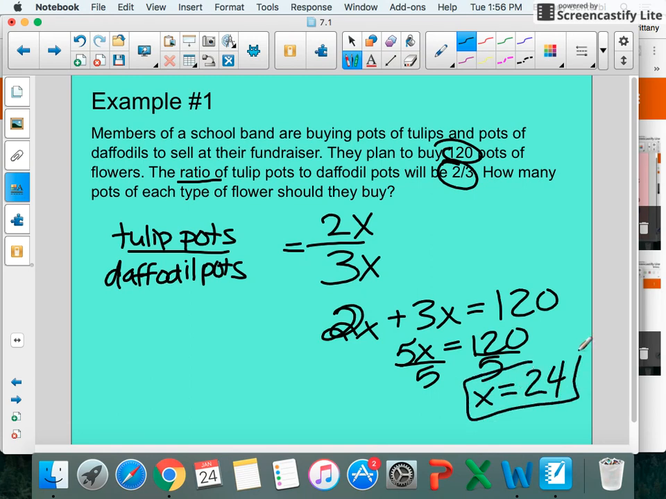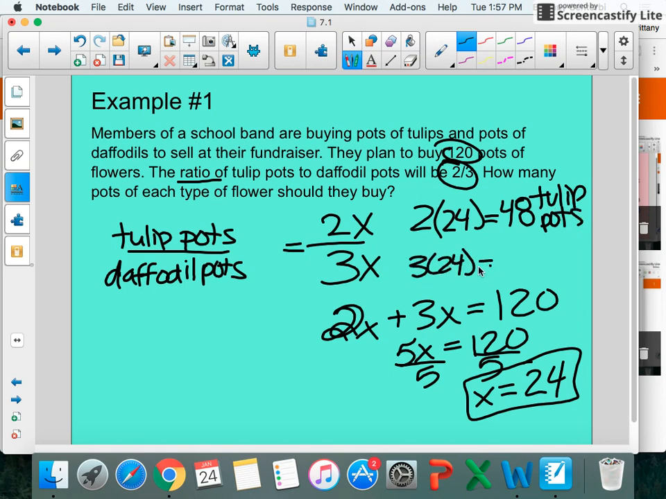However, that's not what we're trying to find. We're trying to figure out how many tulip pots there are and how many daffodil pots. So up here, I have to plug in 24, and I get 48 tulip pots. Then do the same on the bottom. I have to do 3 times 24, and that is going to give me 72 daffodil pots. Make sure in your notes you have all of this work written down.